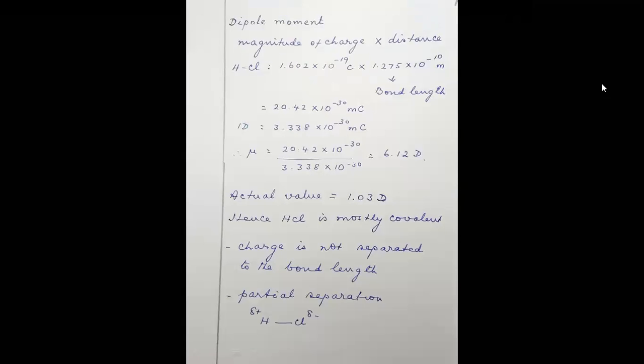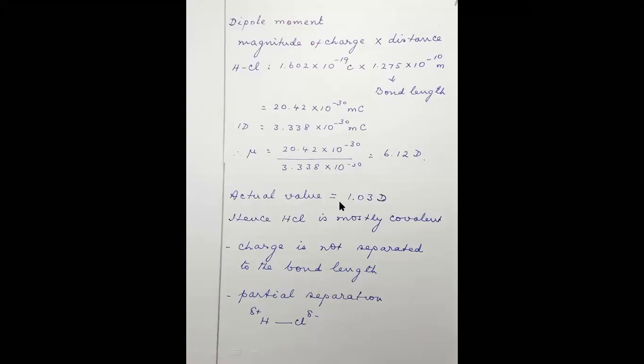And this is the dipole moment, actually: the magnitude of the charge multiplied by the distance. If we take hydrochloric acid, the magnitude of the charge is 1.602 × 10^-19 coulomb, and the bond length or internuclear distance is 1.275 × 10^-10 meter. It has to be substituted in SI units, so this becomes meter coulomb. Actually, 1 debye is equal to 3.338 × 10^-30 meter coulomb. So mu can be arrived at in units of debye, and you get 6.12 debye.